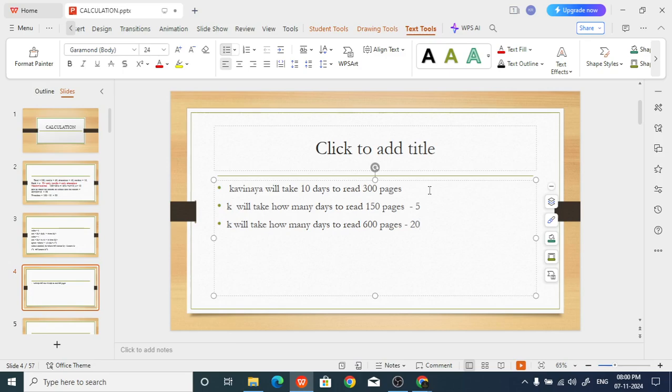This is common sense. Kavinaya takes 10 days to read 300 pages. For 150 pages, he will take less time, that is 5 days, half of it. But for 600 pages, he will take double the amount. If you know this, you can solve some of these problems. You can also use the arrow mark and that knowledge. I am not saying that it's wrong, that is also right. But this basic thing you should remember.